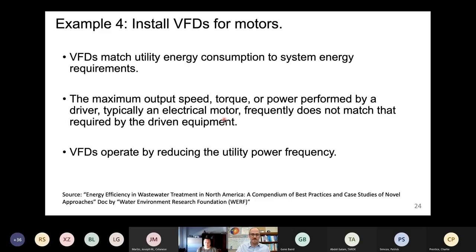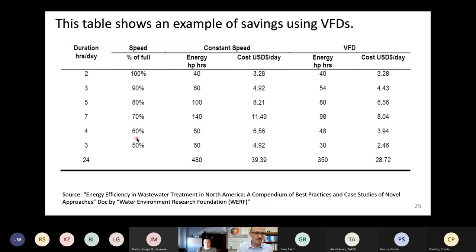And perhaps a lot of you have heard about VFDs before. I have this table, which I need to go back and edit some more, but let's dive into this. If you're operating a system for 2 hours, 3 hours, 5, up to 24 hours a day, and what you really need on your system is 100% speed of that motor versus 90 versus 80, 70, 60, 50, if your motor is actually running at a constant speed, then you're going to be using like 40 horsepower hours here, 60, 100, 140, etc., and it's going to cost you this much.